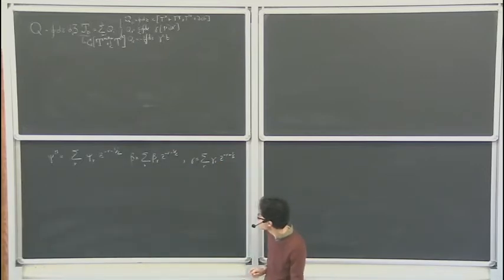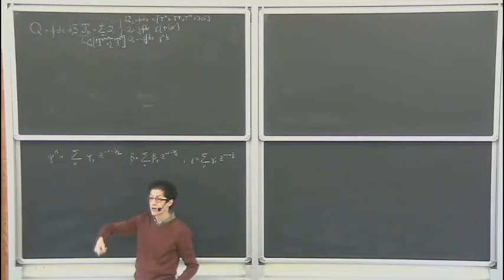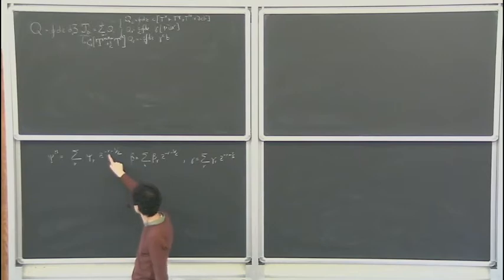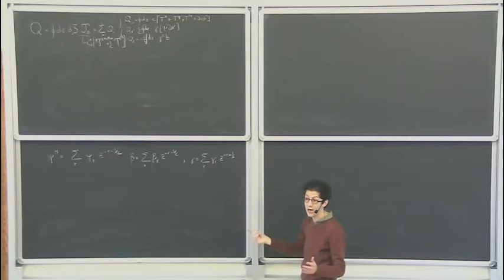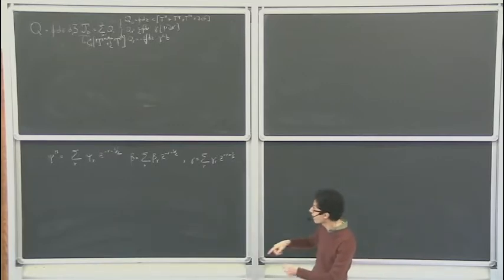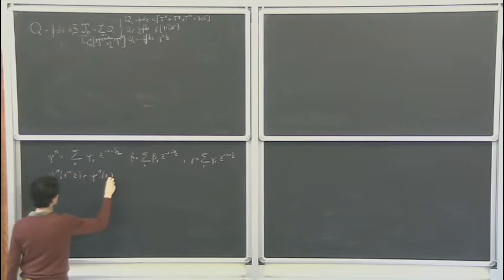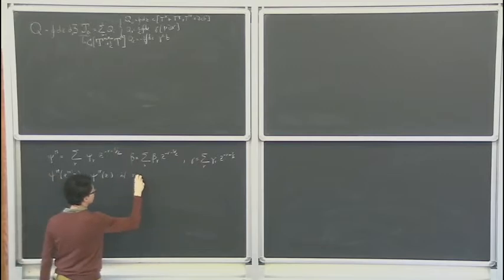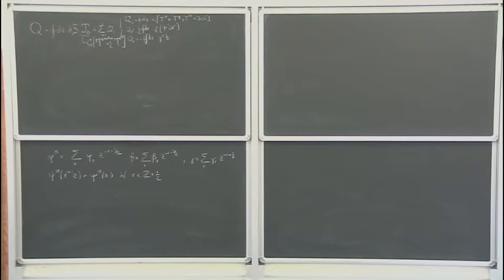Vice versa, if you write here a sum over the half integers, minus 1/2, plus 1/2, 3/2, then this exponent is always integer, so you would have no cuts in the z plane. Then you would have psi(e^{2πi} z) equal to psi(z) if r is a half integer. Right.